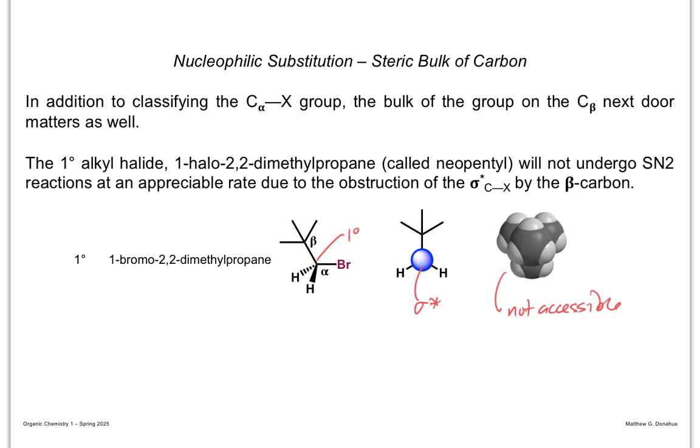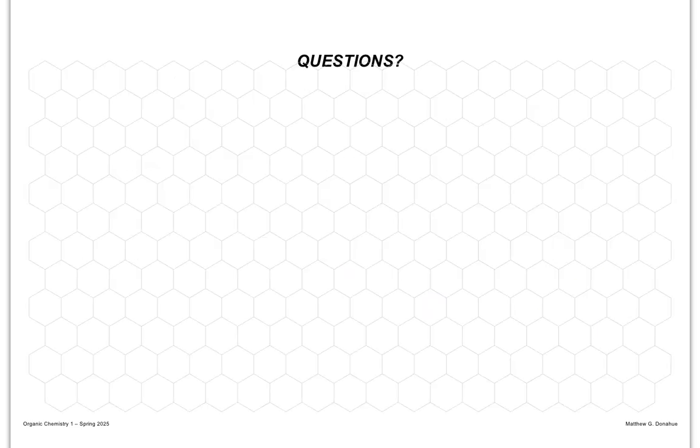So this type of primary halide is called neopentyl. So pentyl because there's 5, neo because whatever, I'm not sure. But just beware, if you have a primary, go out to the beta carbon and see how it's substituted, to see if that's going to affect the rate. Any questions?